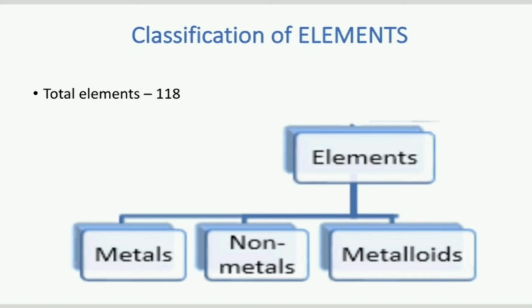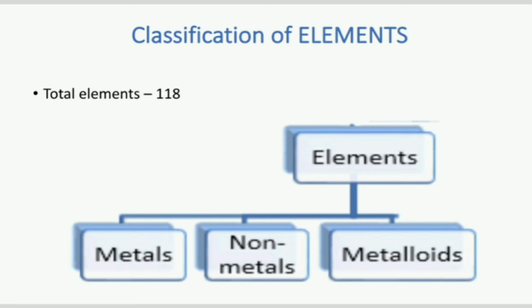The total elements known to us are 118, and these 118 elements are arranged in the periodic table according to the similarity in their properties. That means they are classified broadly in the periodic table as metals, non-metals and metalloids.